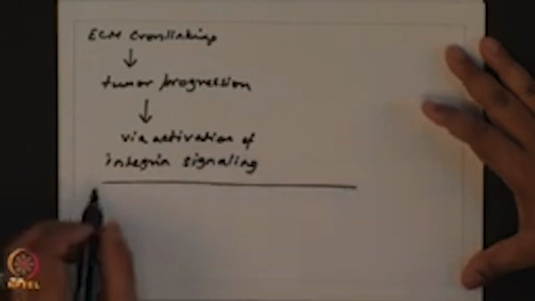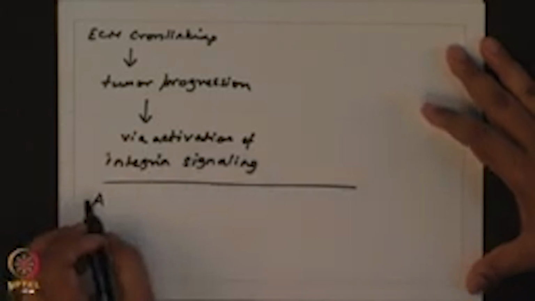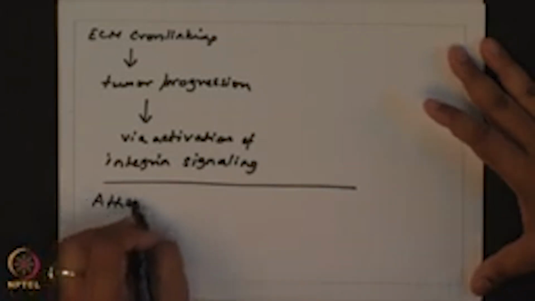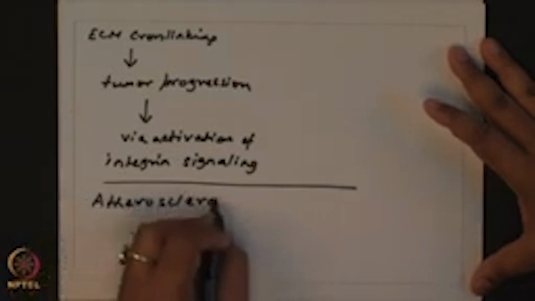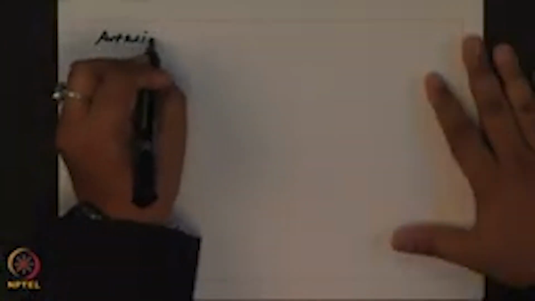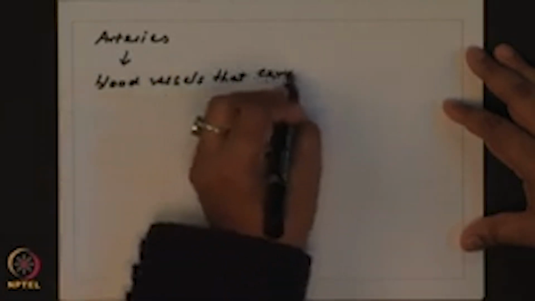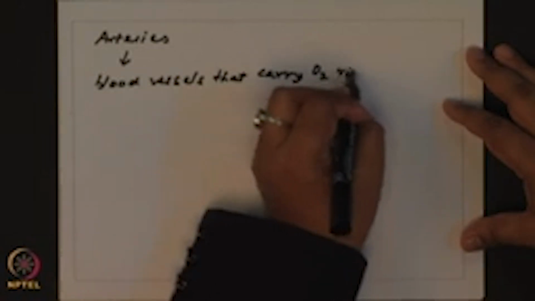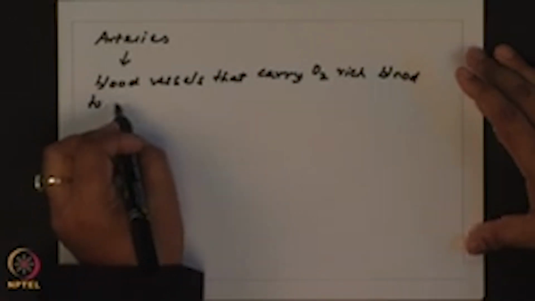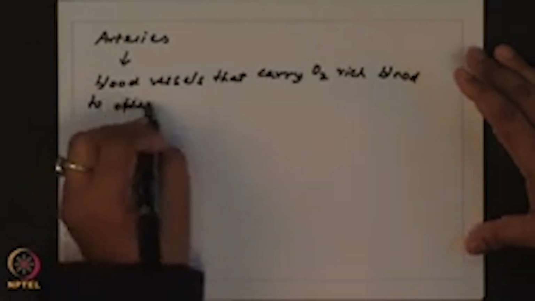So, today we will discuss another disease again marked by fibrosis. This is called atherosclerosis. Okay. So, what is atherosclerosis? All of you know that you have arteries within our body, and these are blood vessels that carry oxygen rich blood to our organs, to other parts of the body.